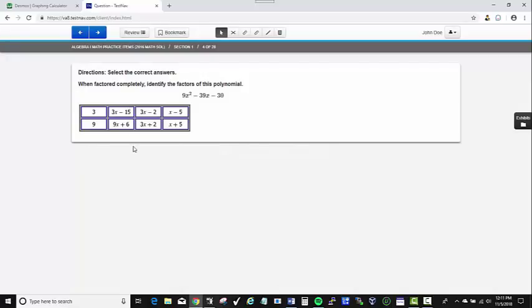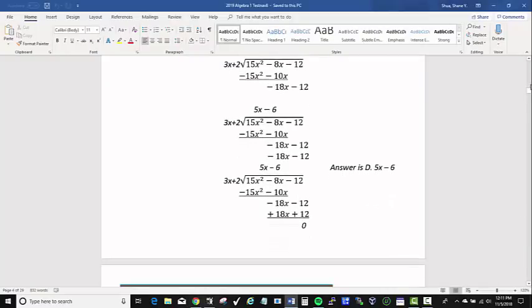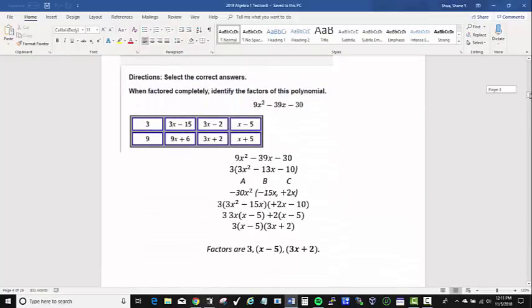Let's move on. Okay, when factored completely, identify the factors of this polynomial: 9x squared minus 39x minus 30. Let us scroll down here. First thing we need to recognize is that I can factor a 3 out of each of those terms. And when I do that, I'm left with 3x squared minus 13x minus 10.